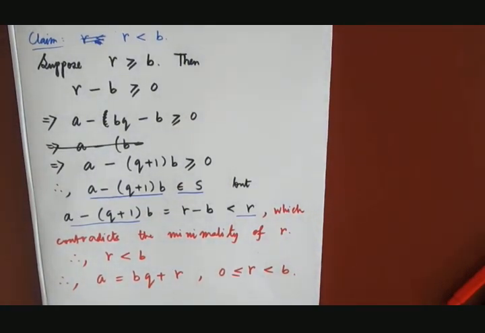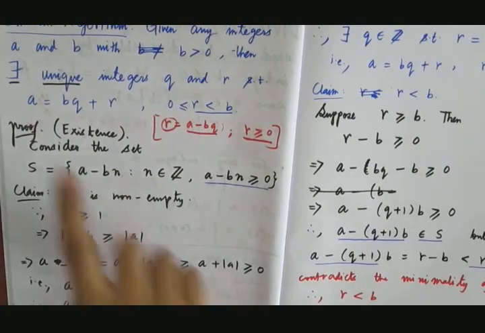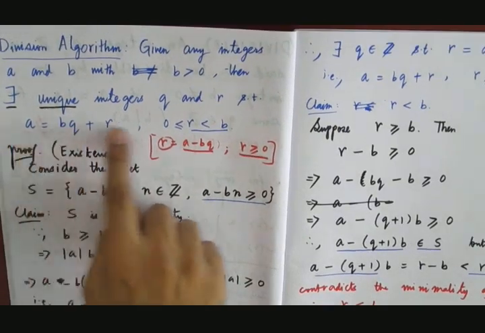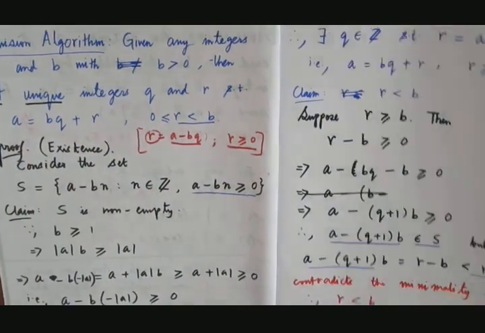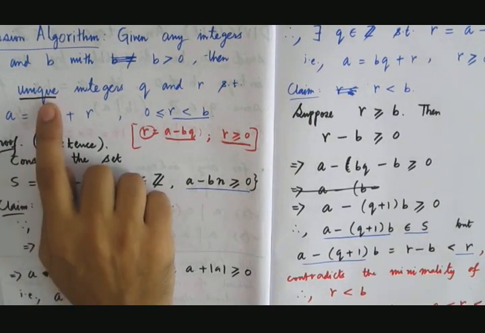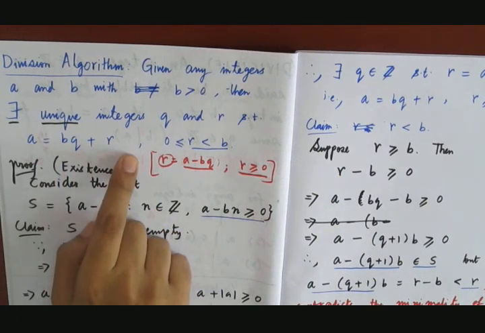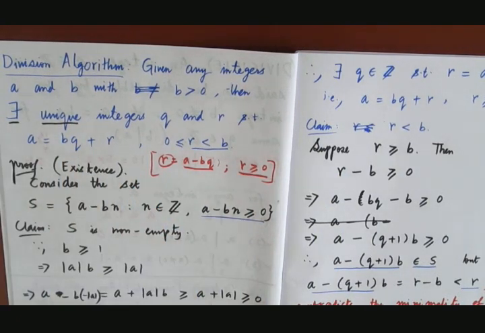Any confusion about the existence? So I have proved that there exist integers Q and R which will satisfy this relation. So next I have to prove the uniqueness part. You see, there is something called uniqueness. That means only one Q and only one R will satisfy this relation. Okay, so let me give you the proof of the uniqueness part.